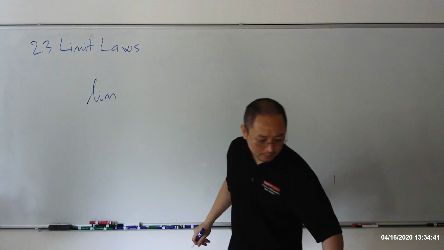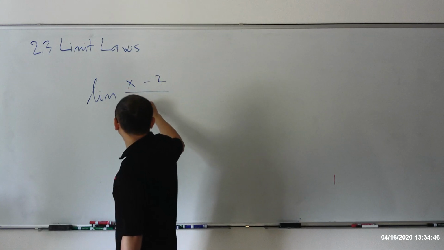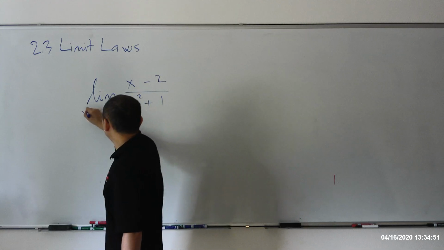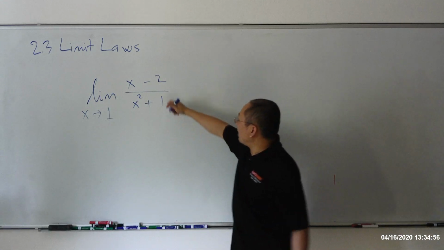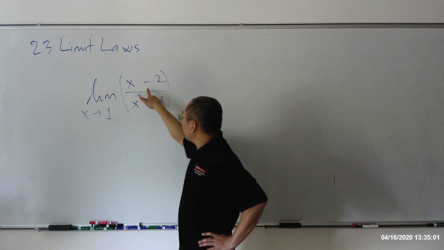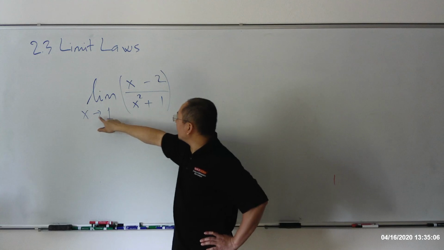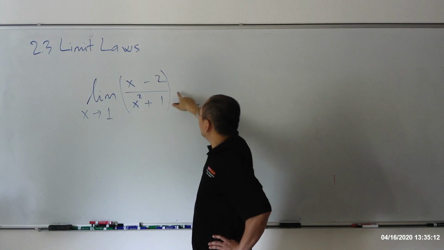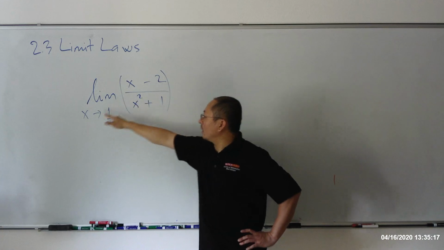Limit of x minus 2 over x squared plus 1 when x approaches 1. This is our function, okay? The question asks you this: what happens to the function when x is getting closer to 1? In other words, when x is getting closer to 1, what is x minus 2 over x squared plus 1 approaching? That fraction is getting closer to what number when x is getting closer to 1?